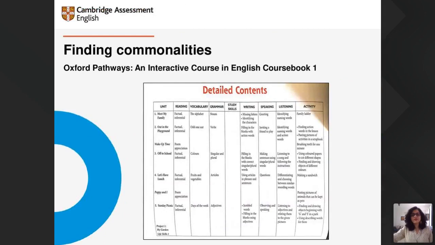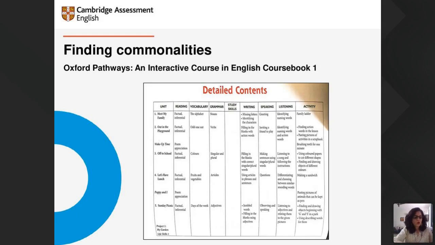Now, in front of you, I will present the detailed contents or the index of Oxford Pathways, right? Which is an interactive course in English, and this is for grade 1 learners. So, this is a course book which many schools use, and I've just chosen it.